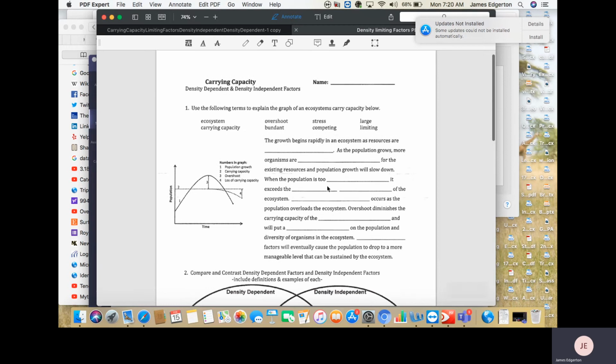I have an answer sheet for you where you can put your answers, and I did the first 2 of these. You're going to have to work your way through these fill in the blanks, but I gave you the first 2. So that's the lesson for today on carrying capacity, density dependent versus density independent factors.